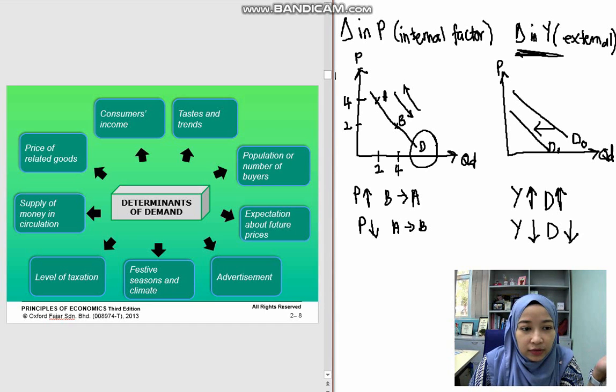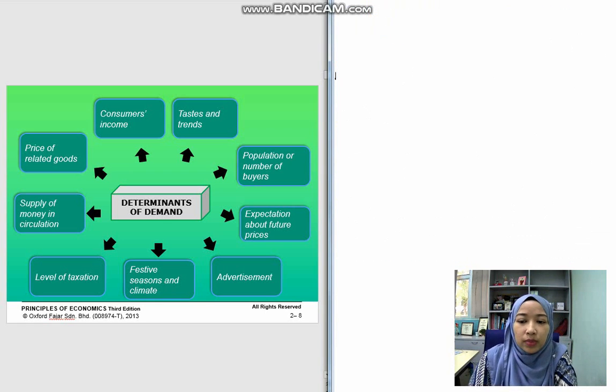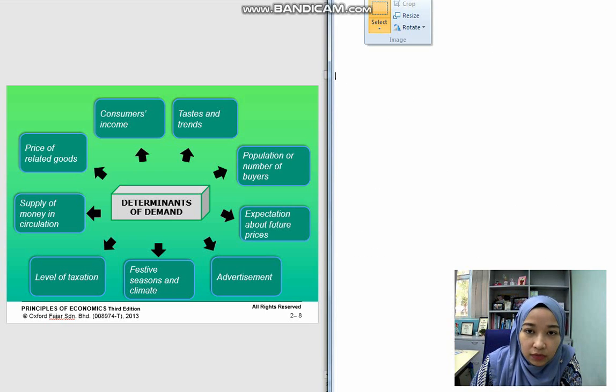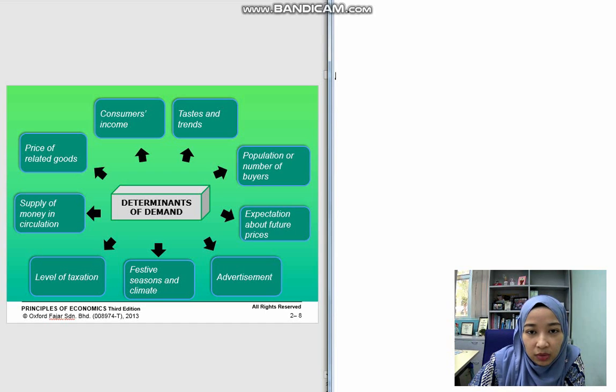So let's look at the first factor, which is on price of related goods. Okay, so price of related goods, we have two types. Okay, the first one is substitute good, and the other one is complementary goods. Okay, so if you have the textbook, you can look at the notes. Okay, we have substitute goods, and then we have complementary goods.